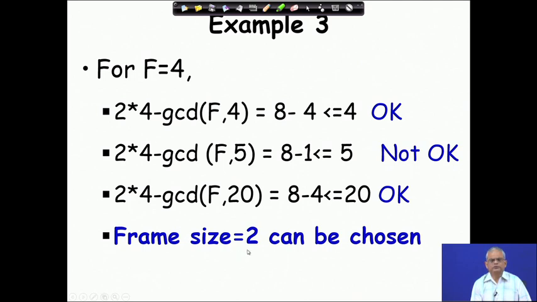So, frame size equal to 2 is the one that can be chosen. And once we have the frame size 2, then we can easily develop the schedule, which task will execute in which frame.